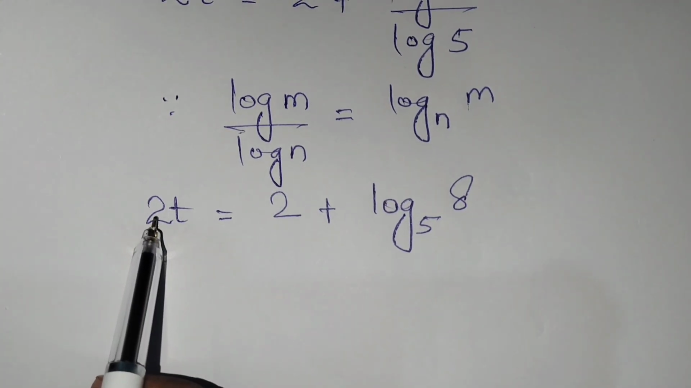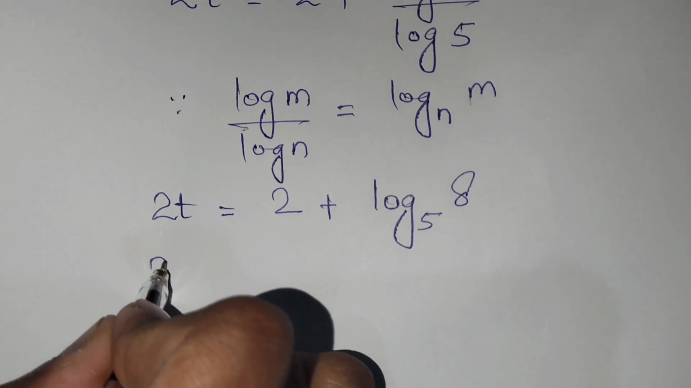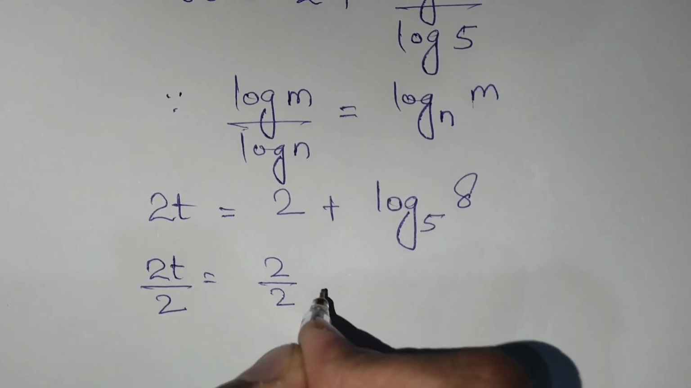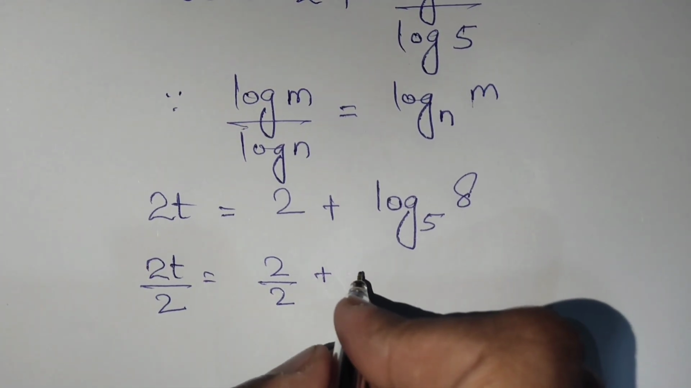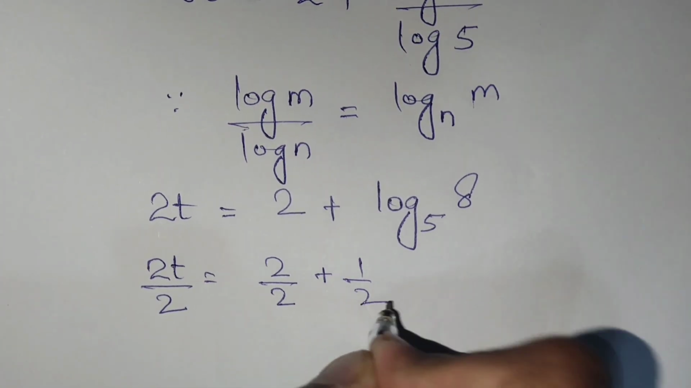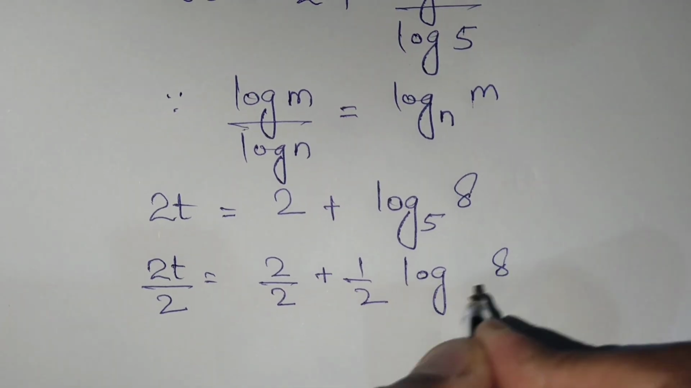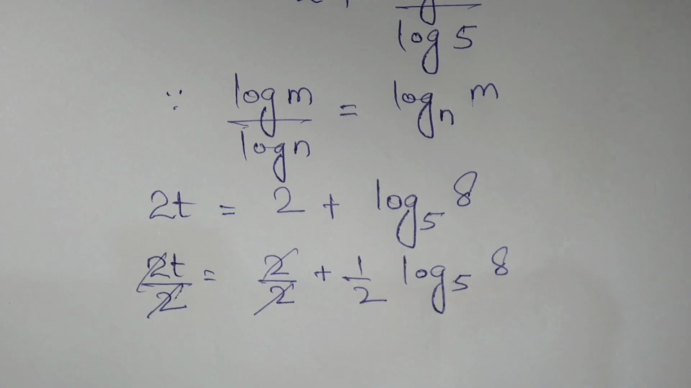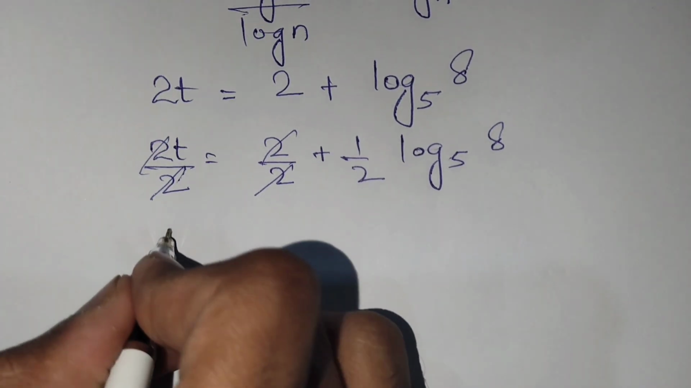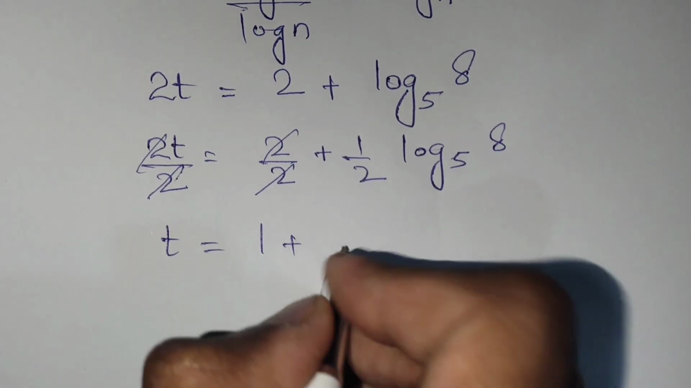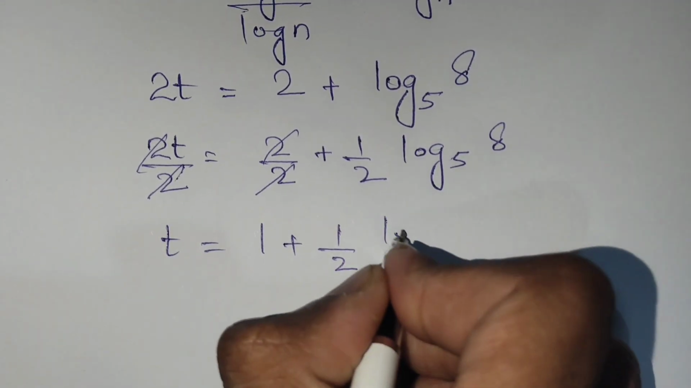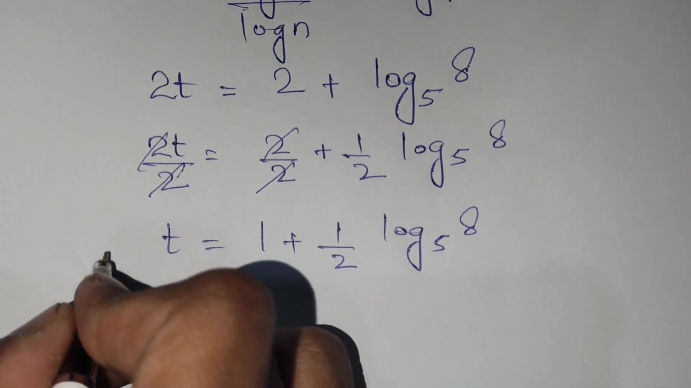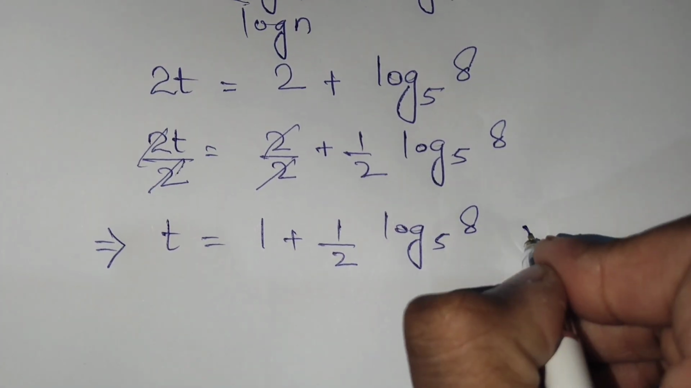This 2 we will divide on both sides of the equation. 2t by 2 is t, equal to 2 by 2 plus 1 by 2 log of 8 to the base 5. 2 cancels with 2, 2 cancels with 2. So we have t is equal to 1 plus 1 by 2 log of 8 to the base 5. This is the final answer for t.